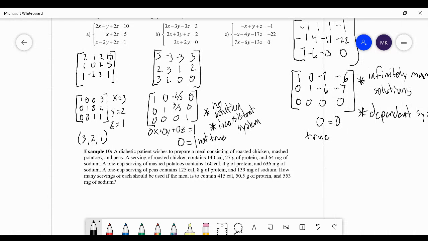So if we have a false statement, which in our calculator will always result in a 0, 0, 0, 1, or in other words, a 0 equals 1 final equation.